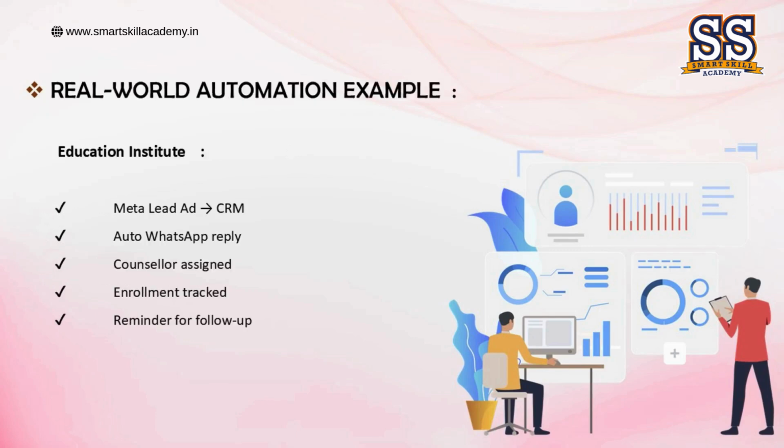In this digital marketing session, we are going to dive into a real-world automation example that demonstrates how a modern education institute can streamline its entire enrollment funnel without manual intervention. It all begins with a meta lead ad where a prospective student expresses interest. Instead of that data sitting in a spreadsheet, it is instantly pushed into a CRM system. Simultaneously, the student receives an automated WhatsApp reply to keep the engagement warm while their interest is at its peak. Behind the scenes, the system intelligently assigns a specific counselor to the lead, ensuring accountability from the very first minute.